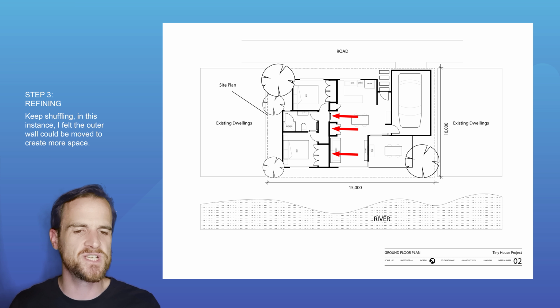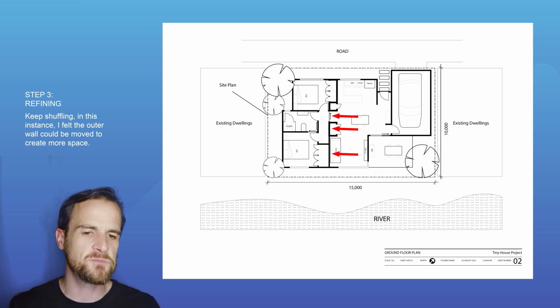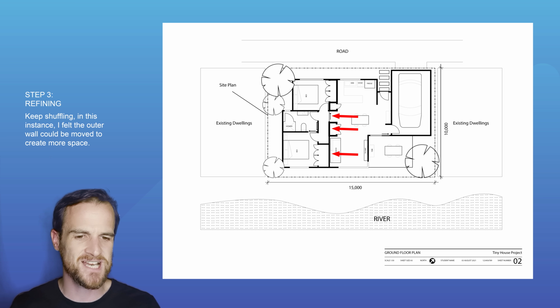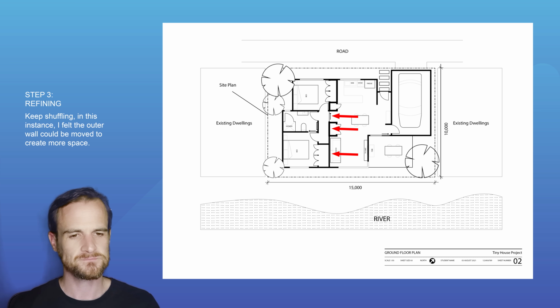But what that's done is it really opened up some space and given me some opportunities for things like a linen closet and perhaps a pantry as well. So these are those really subtle changes which show that you're really finessing an idea.